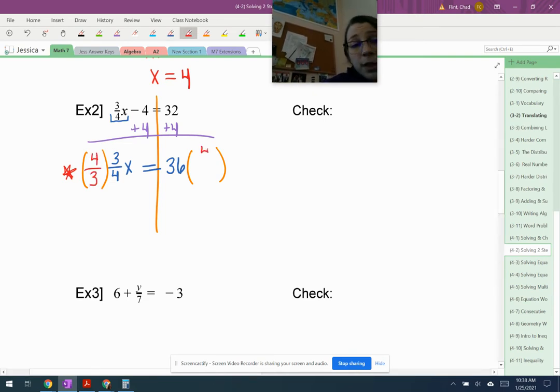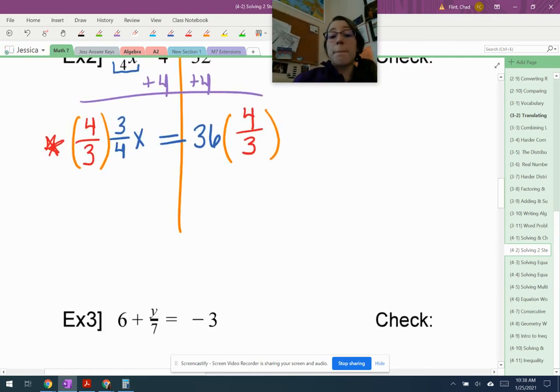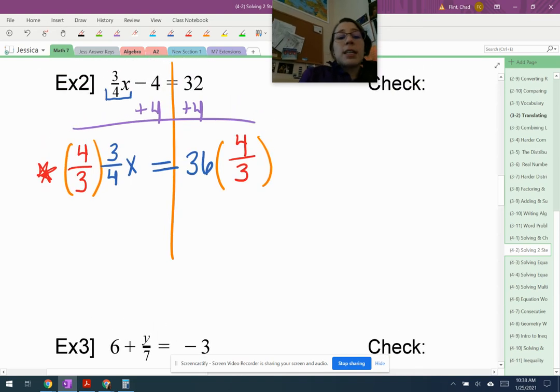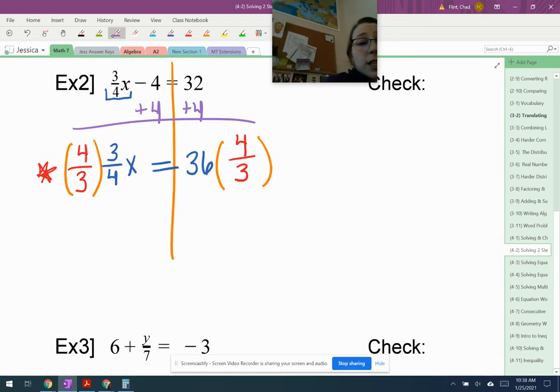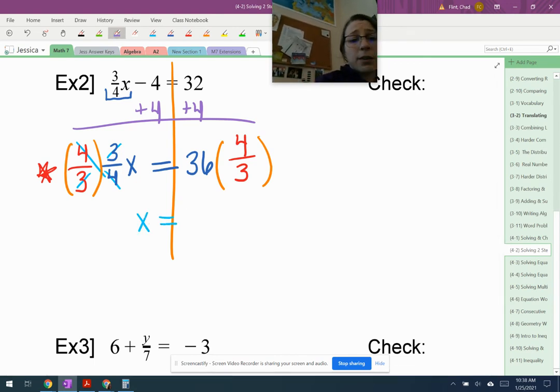4/3. And again, I just need to do that to both sides of my equation to keep it balanced, to keep it equal. On the left-hand side of my equation, the 4's cancel out with each other nicely, as do the 3's, leaving me with my plain old x. And now here we got a little bit of math to do.